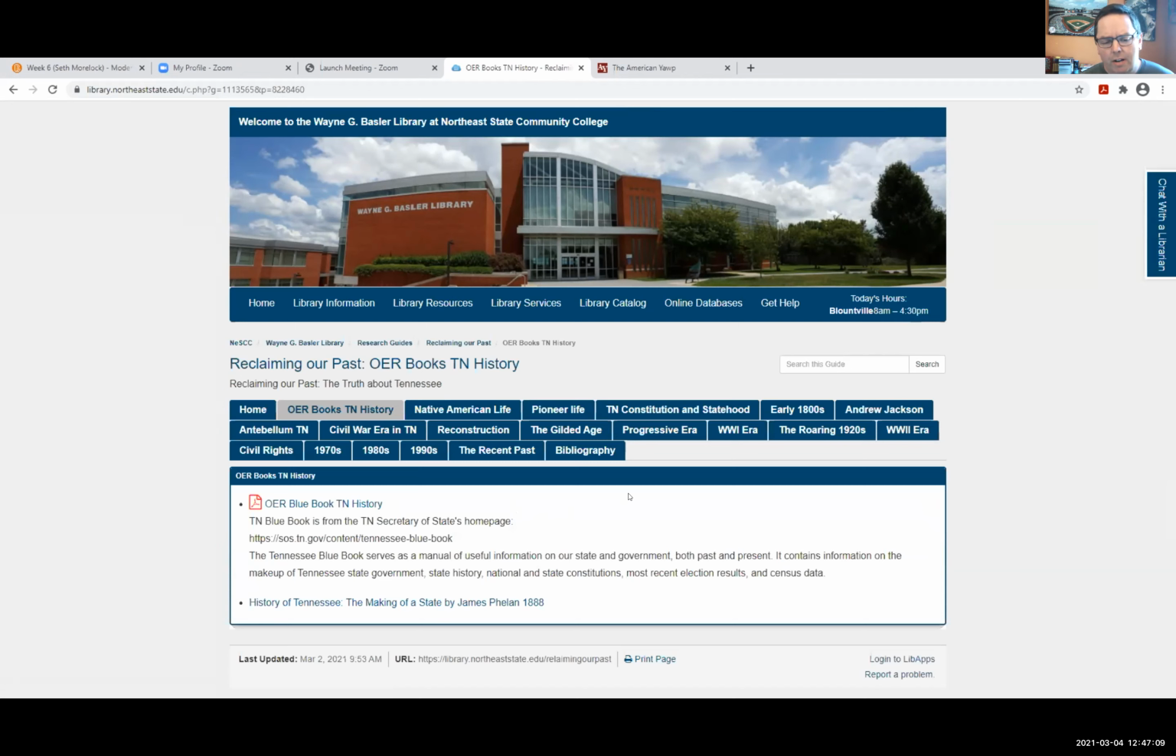The first one comes from the Tennessee Department of State, the Secretary of State's office, called the Blue Book. In this Blue Book, they have compiled all of this information, both past and present. As you can read there, I put a description of what the Blue Book does for the state of Tennessee. The great thing about this in its PDF format is, one, it's downloadable.